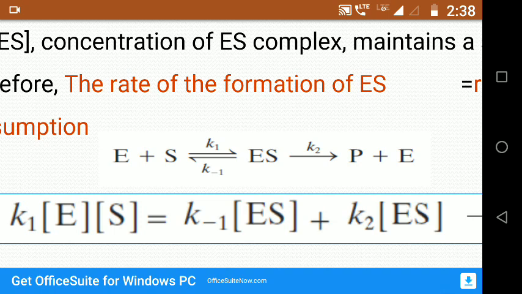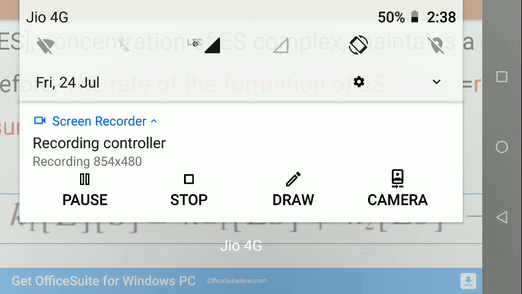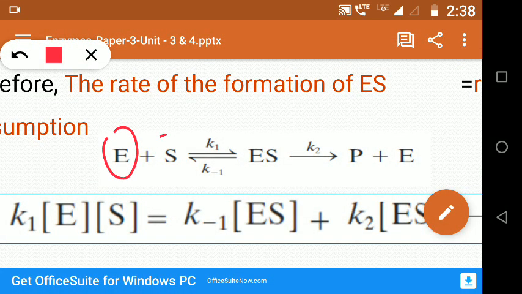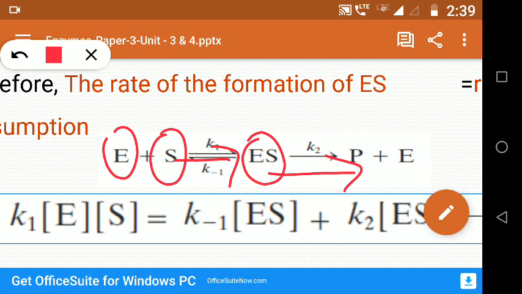If so, how is the ES complex formed? Here the enzyme binds substrate and forms ES. How will ES be dissociated? The enzyme substrate complex is dissociated into product and enzyme, and at the same time, in the backward reaction, the ES may not be converted into product and enzyme. Sometimes the enzyme substrate will dissociate to form enzyme plus substrate.